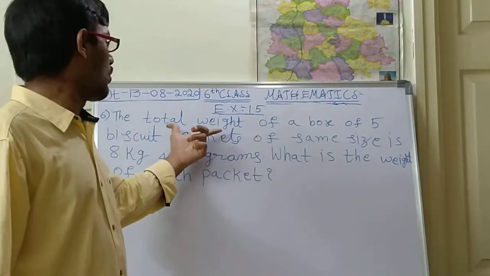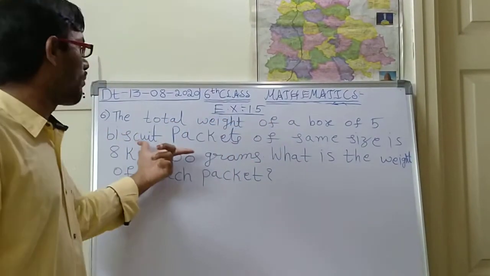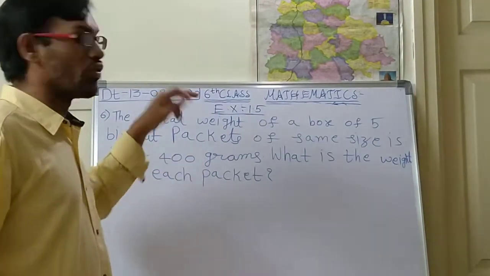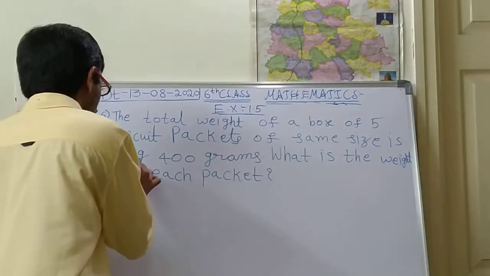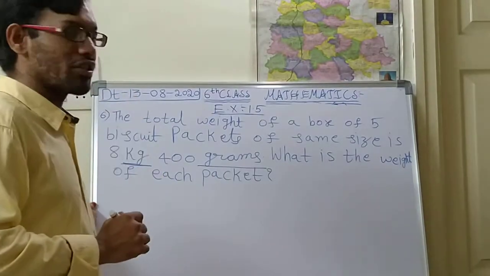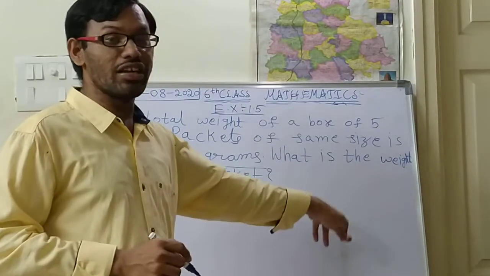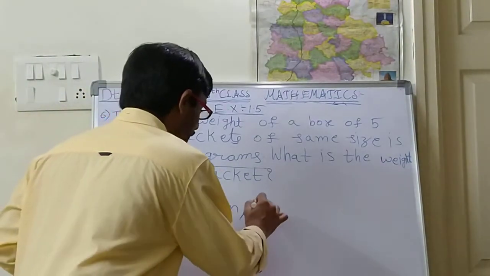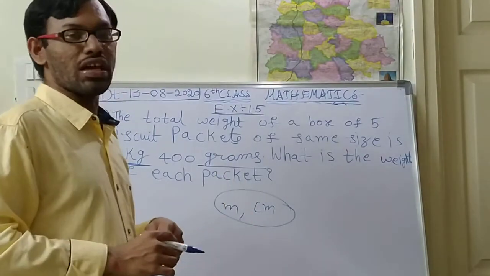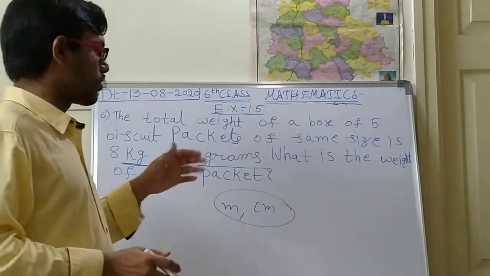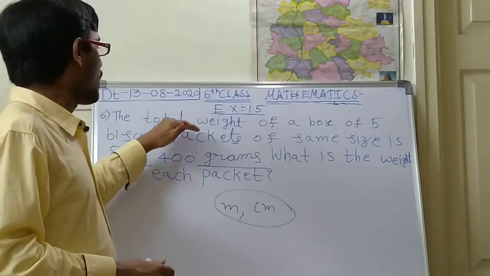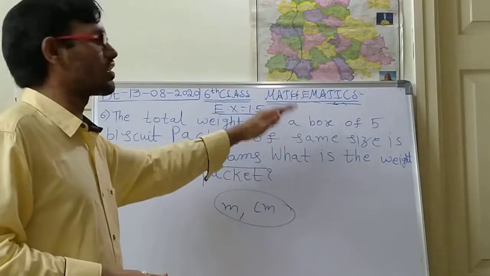So what is the total weight of that box? 8 kg 400 grams. Here 2 units are given, kg and grams. In the previous problem also he gave 1 meter 80 centimeters. So in one number, 2 units are given. Like that, today we are discussing this problem. 8 kg 400 grams is the total weight of 5 biscuit packets of the same size.